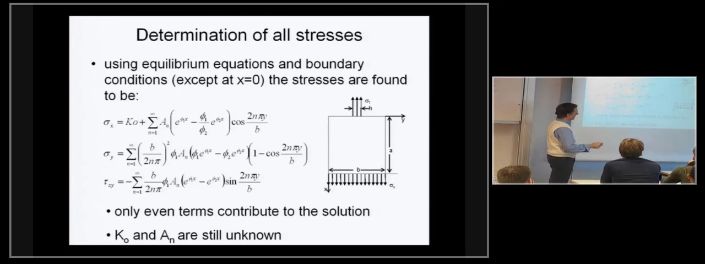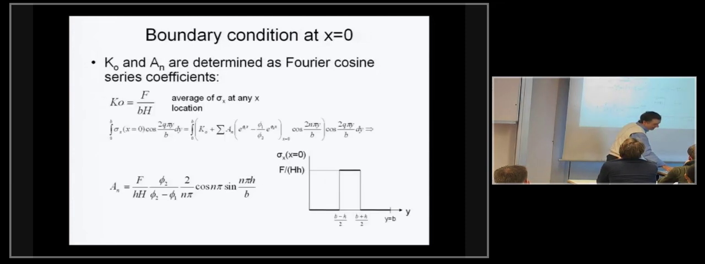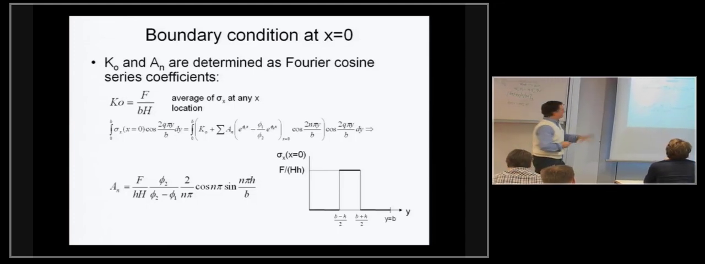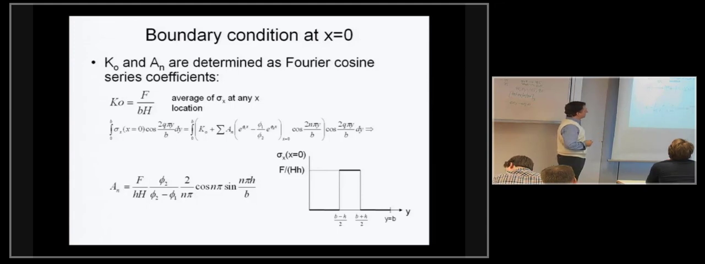If I make a cut along x, I should still find the same value for the average, and you can check that by integrating. You'll find that the y dependence disappears and you are left with F over bh. Now, that gives me the average, but I still have to reproduce this type of shape for the stress at x equals 0. 0 for most of the edge, and then it jumps to the applied local load and then comes back down to 0.